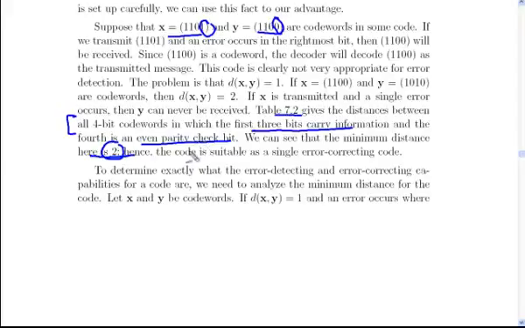If you have only 1 error, there's actually a mistake here. If you have 1 error, you can detect the error. It's not a single error correcting code. It's a single error detecting code. Okay. So the nice thing is that all you need to do is analyze the distance information to tell the detection and correction properties of a code.